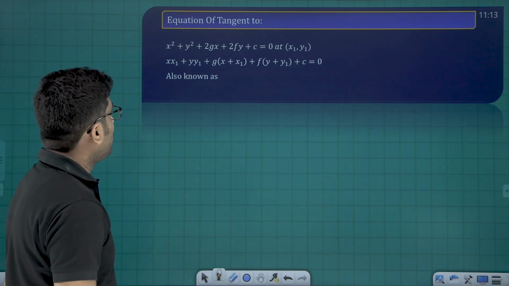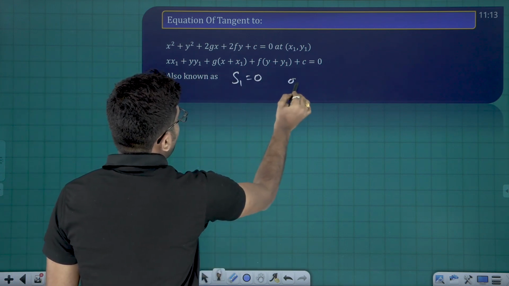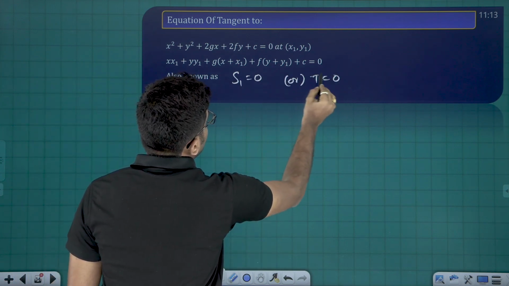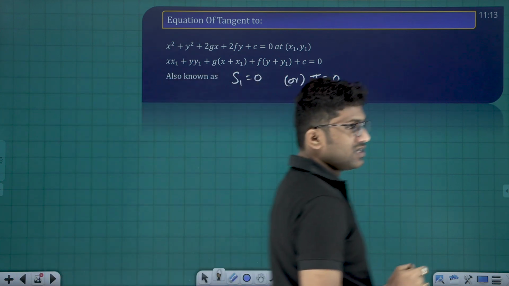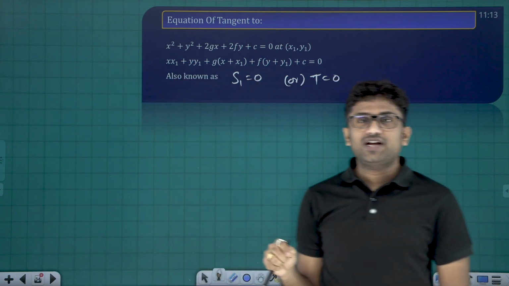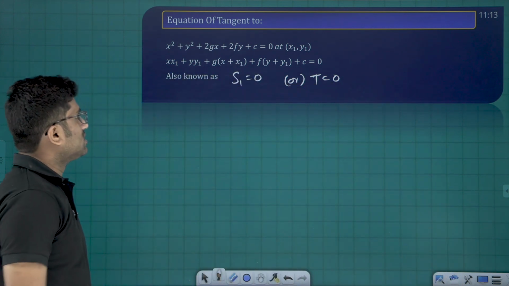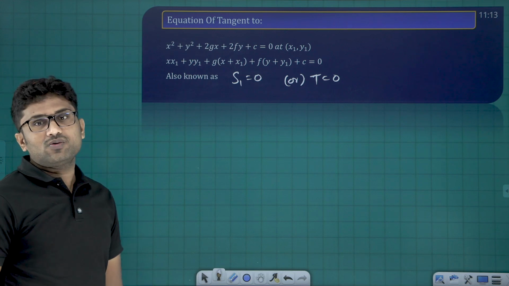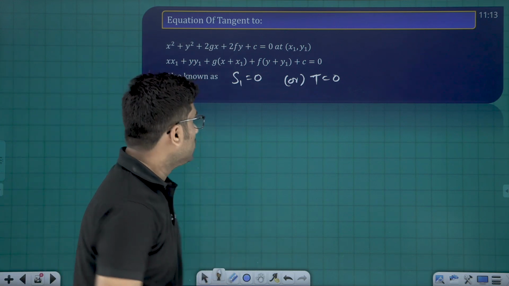Next, the equation of tangent, also known as S1 equals 0, or we also call it capital T equals 0. So for a circle x square plus y square plus 2gx plus 2fy plus c is equal to 0, the equation of tangent at a point x1 comma y1 is S1 equals 0. What is S1? x x1 plus y y1 plus g of (x plus x1) plus f of (y plus y1) plus c is equal to 0.